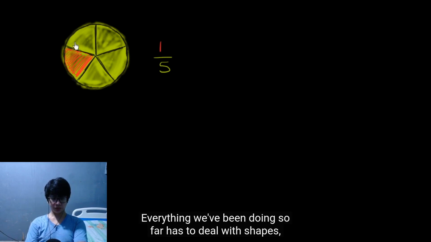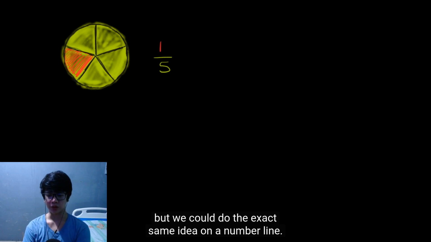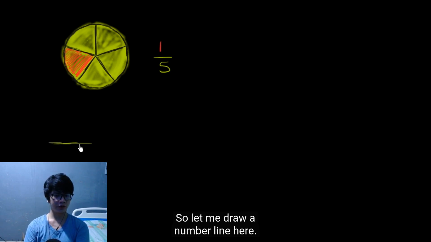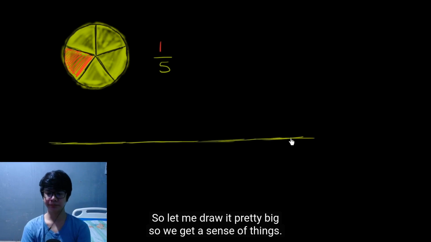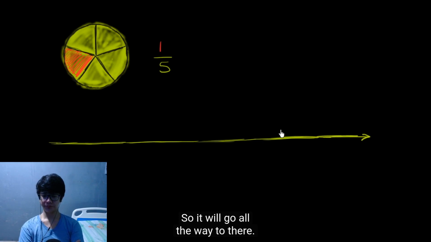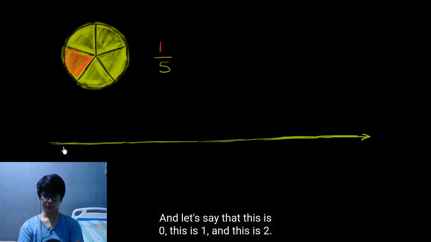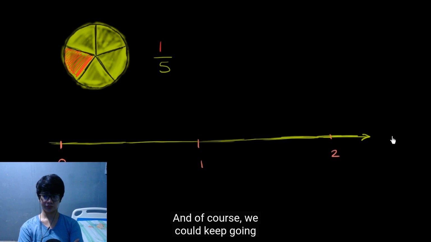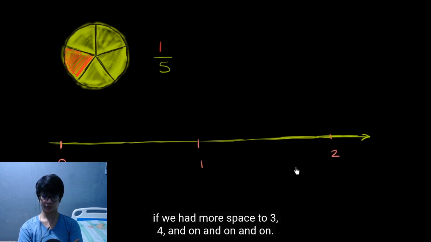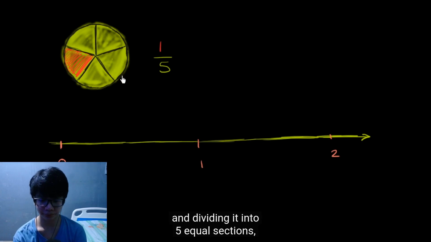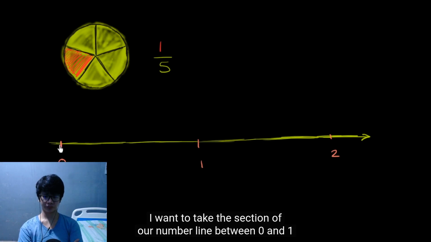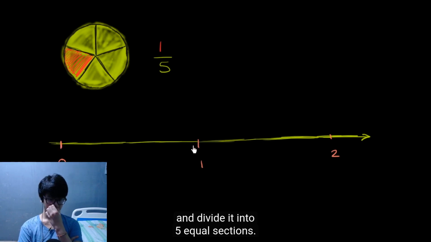We could do the exact same thing on a number line. Everything we've been doing so far has to do with shapes, but we could do the exact same idea on a number line. So let me draw a number line here, pretty big so we get a sense of things. Let's say that this is 0, this is 1, and this is 2. And of course, we could keep going to 3, 4, and on and on. Instead of taking a circle and dividing it into 5 equal sections, I want to take the section of our number line between 0 and 1 and divide it into 5 equal sections.